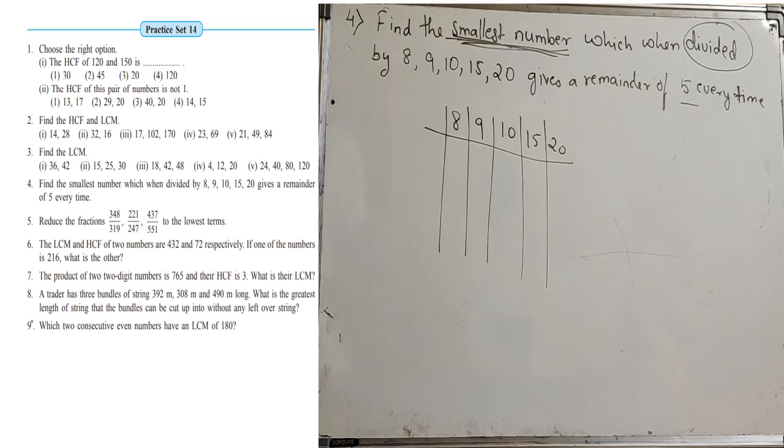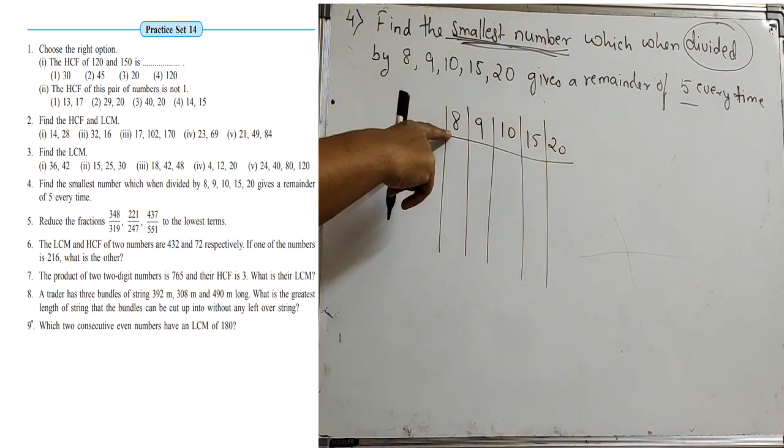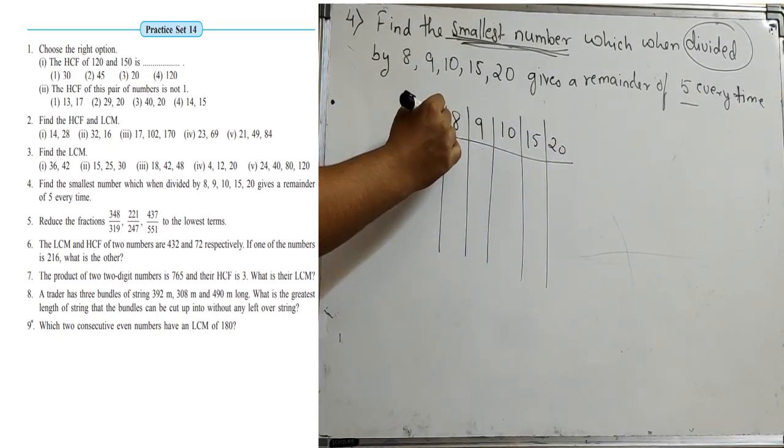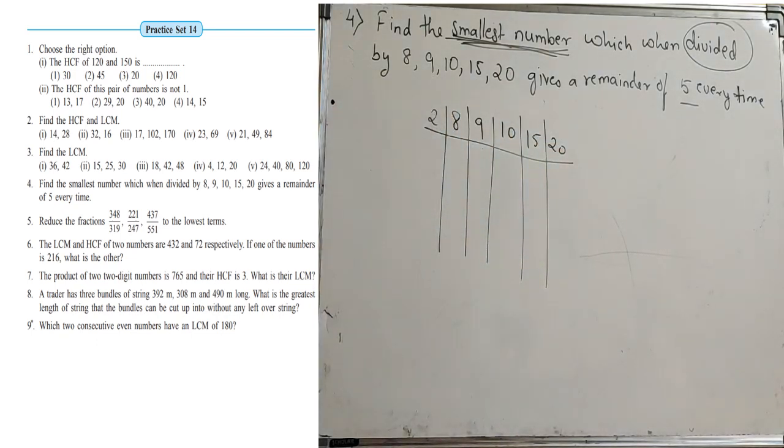For example, see, there are even numbers 8, 10 and 20. So these can be factorized by 2. So what I'm going to do is factorize by 2 until I get numbers which cannot be divided by 2.